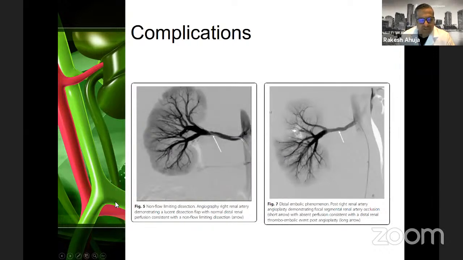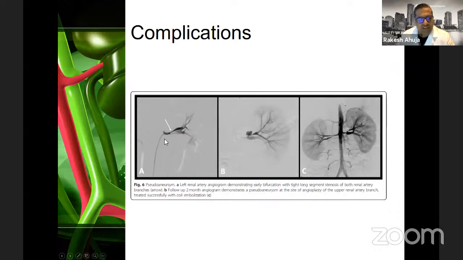This is one of the pictures of the complication, which shows non-flow limiting dissection right here on angiography, and it demonstrates the loosened dissection flap. This one is another one which shows distal embolic phenomena after the angioplasty with focal segmental renal artery occlusion.